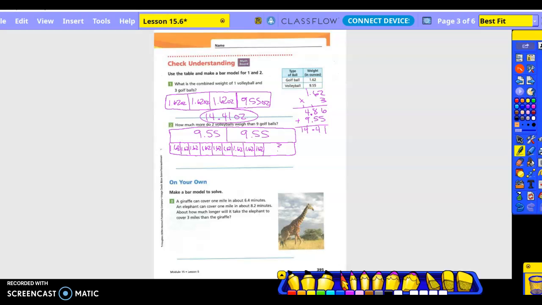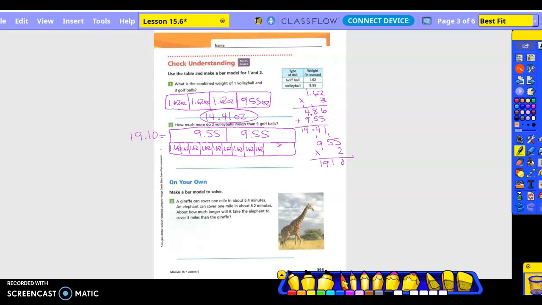Okay, what do I need to do first, guys? Take 9 and 5,500 times what? Times 2. So what is 9 and 5,500 times 2? So 5 times 2 is 10, carry the 1. 2 times 5 is 10, plus 1 is 11, carry the 1. 2 times 9 is 18, plus 1 is 19. So 19 and 10 hundredths is the total for this one, right?